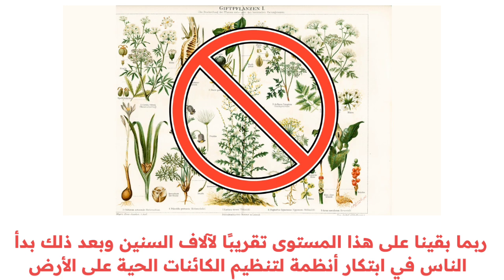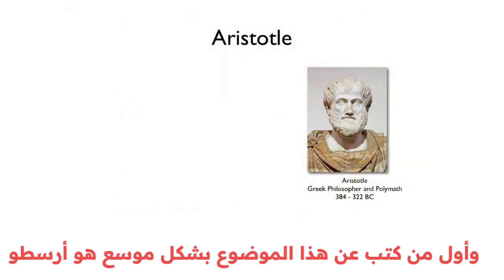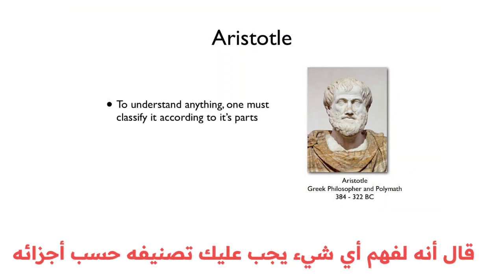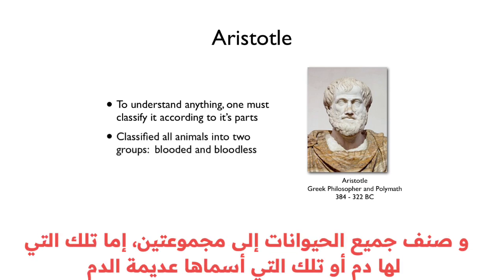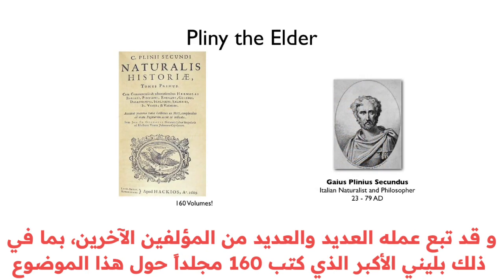And then people started coming up with systems for organizing living things on Earth. And the first person to write extensively about this was Aristotle. He said to understand anything, you have to classify it according to its parts. And he classified all animals into one of two groups, either those with blood or those he called bloodless. His work was followed by many, many others, including Pliny the Elder, who wrote 160 volumes on this subject.